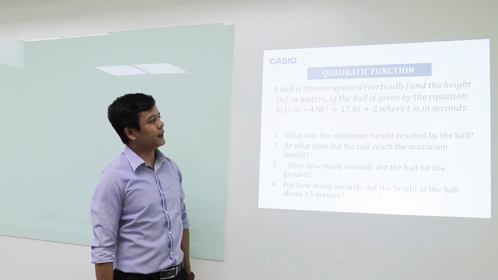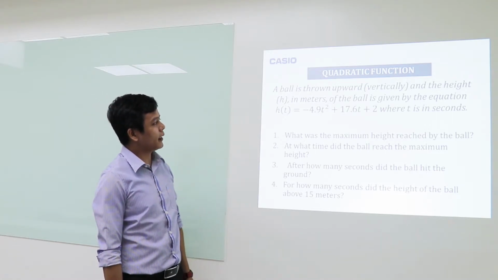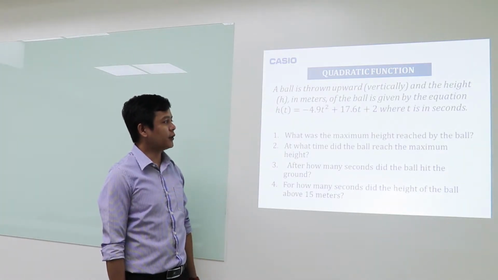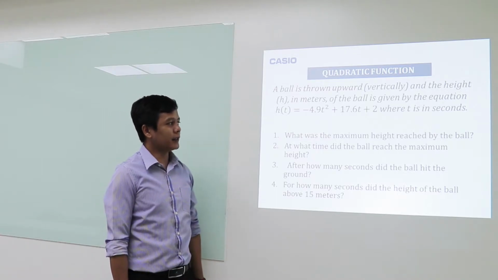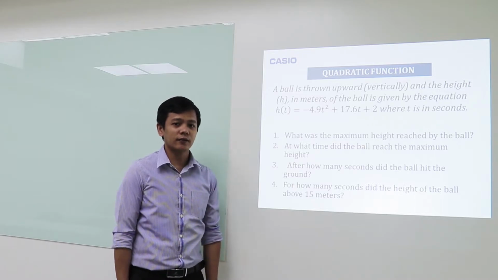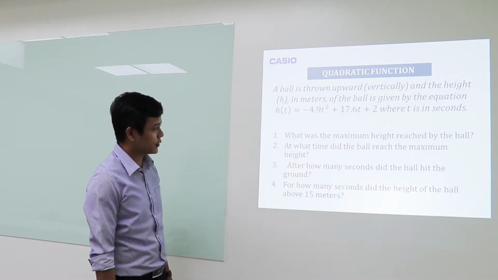A ball is thrown vertically upward and the height h in meters of the ball is given by the equation h of t is equal to negative 4.9 t squared plus 17.6 t plus 2, where t is in seconds. These are some possible questions.